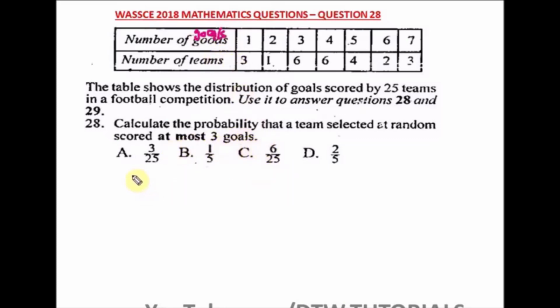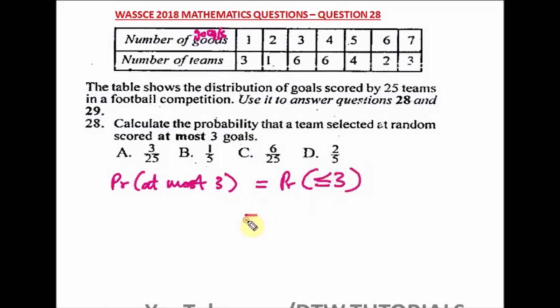So we are looking for the probability of at most 3 goals. That is P of X less than or equal to 3. That is at most 3 goals. So it will be the summation of the teams that scored 3 goals and below. How many teams scored 3 goals and below?